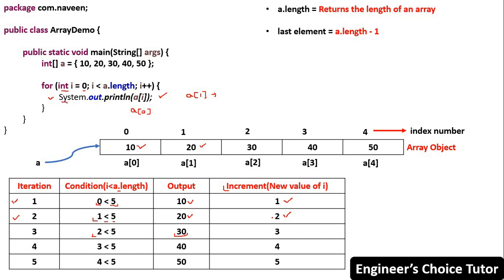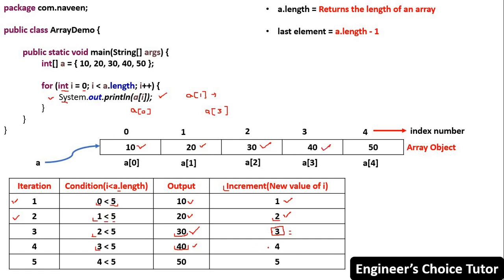So in place of i, now we have 2. So a[2]. a[2] will give you what? 30. So you got 30 as the output, and then the value of i will become what? 3, because you have performed the increment operation. Now it is 3. So see the condition, 3 is smaller than 5. Yes. So now the output will come as 40, because System.out.println(a[i]), that is a[3]. a[3] is what here? 40. So you will get 40 as the output.